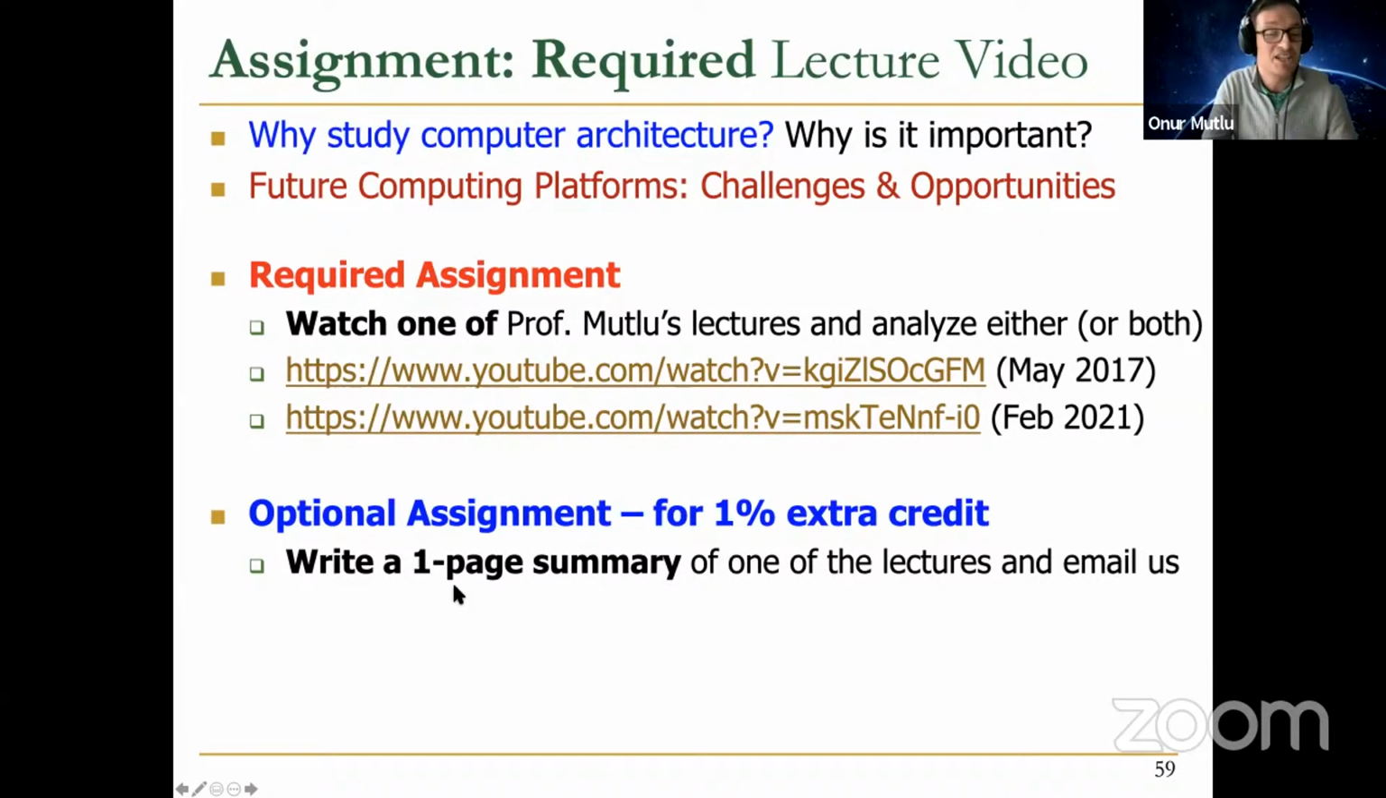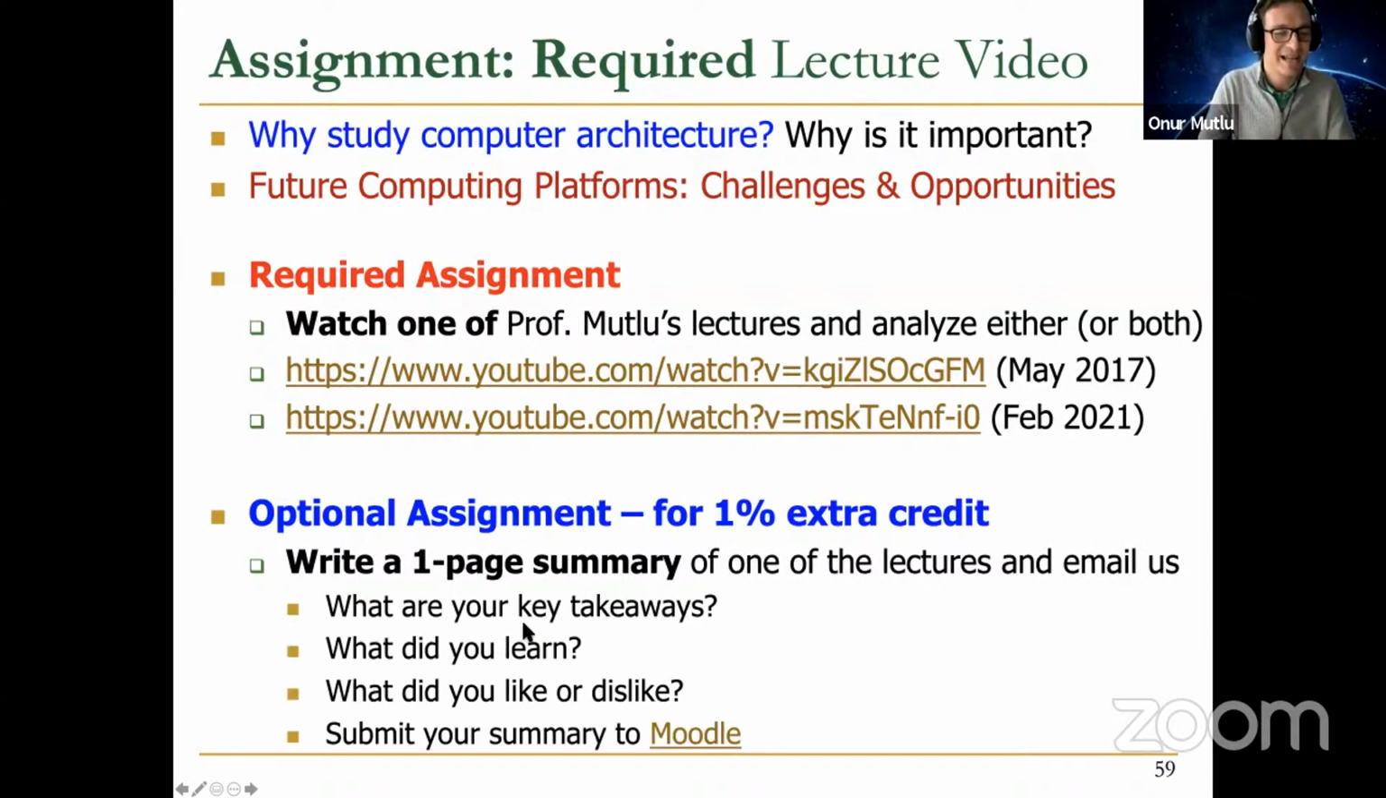If you write a one-page summary of one of the two lectures, and you can do both also if you want, you can get 1% extra credit. So basically, if you do everything perfectly in this course, you're going to get 100%. If you do this optional assignment, you're going to get 101%. That's the bonus credit. I'd like to hear what your key takeaways are. What did you learn? What did you like or dislike? Please submit your summary to Moodle. And frankly, in my opinion, I would recommend watching the February 2021 version because you'll learn more from it.